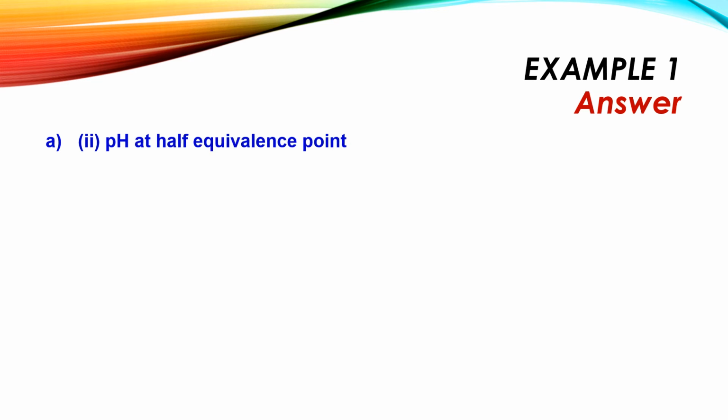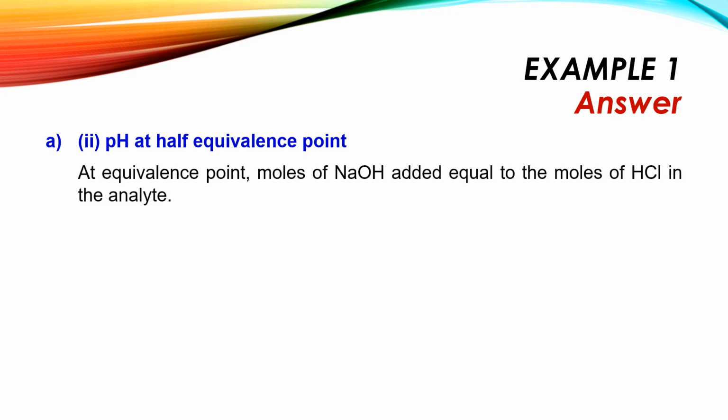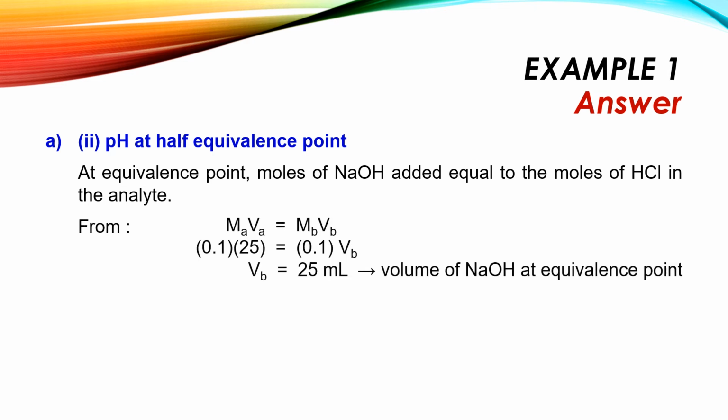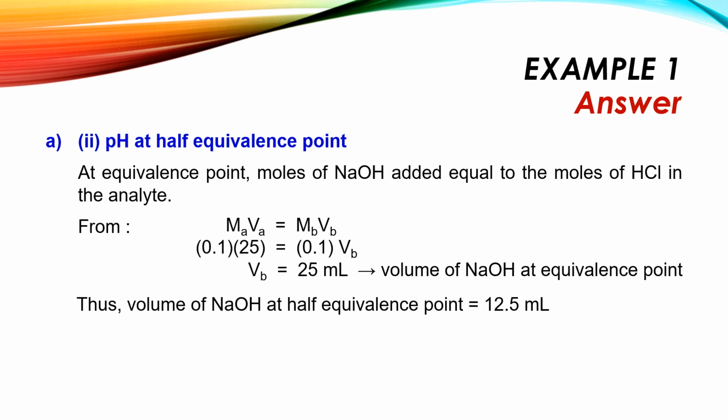Now, let's answer the second question. The question is, calculate the pH at half equivalence point. At equivalence point, the moles of sodium hydroxide added is equal to the moles of hydrochloric acid in the analyte. By using the formula MAVA equals MBVB, we can determine the volume of the sodium hydroxide used at equivalence point, which is equal to 25 ml. Therefore, the volume of sodium hydroxide at half equivalence point is 12.5 ml.